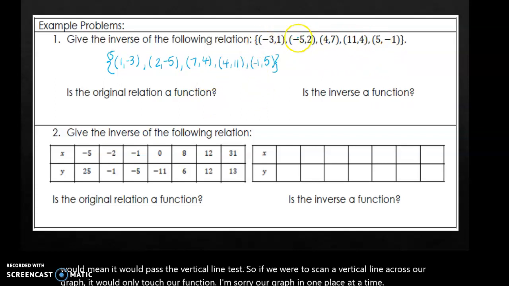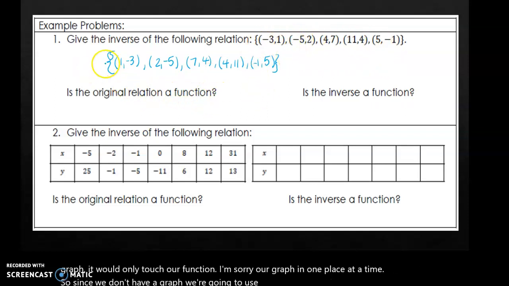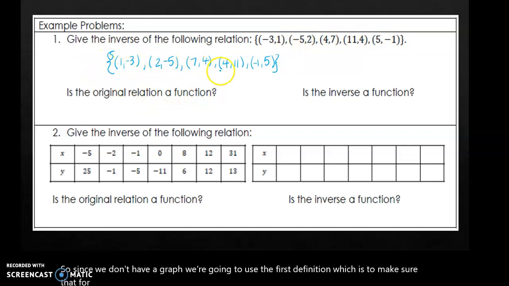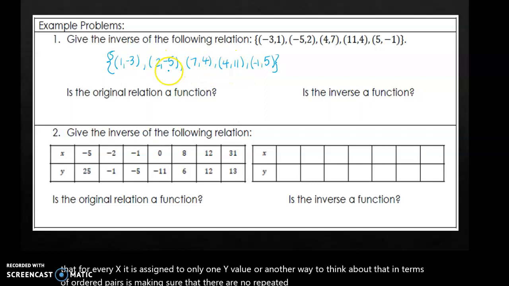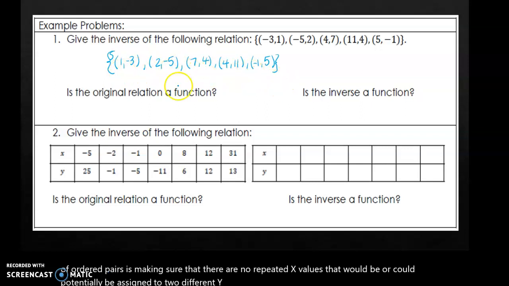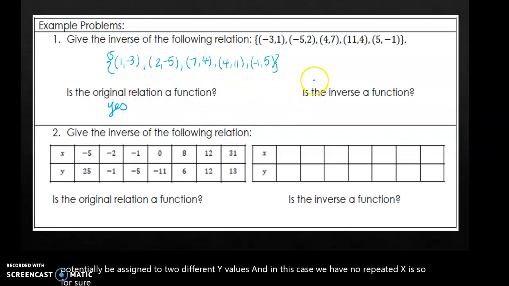So since we don't have a graph, we're going to use the first definition, which is to make sure that for every x, it is assigned to only one y value. Or another way to think about that in terms of ordered pairs is making sure that there are no repeated x values that could potentially be assigned to two different y values. And in this case, we have no repeated x's, so for sure this relation is a function.